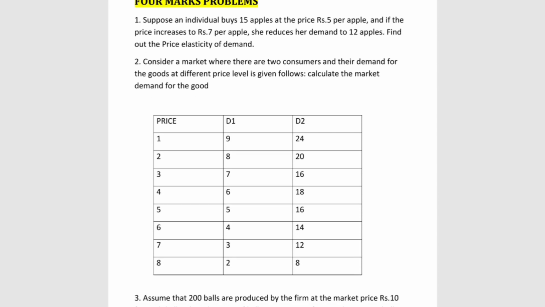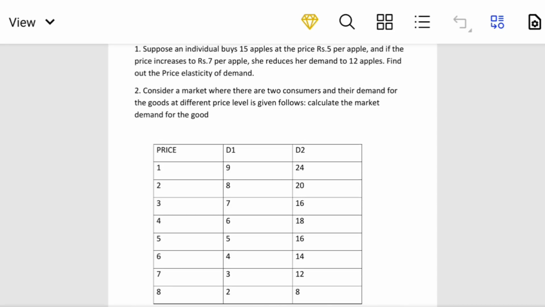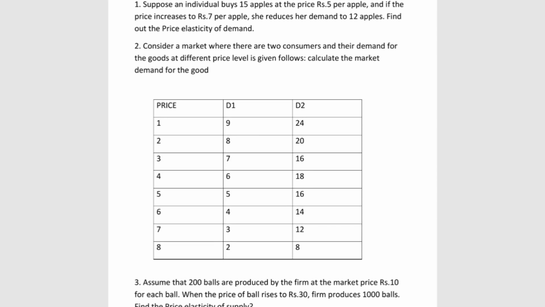The second problematic question. Okay, consider the market where there are two consumers and their demand for the good at different levels is shown as follows. Calculate the market demand for the good.